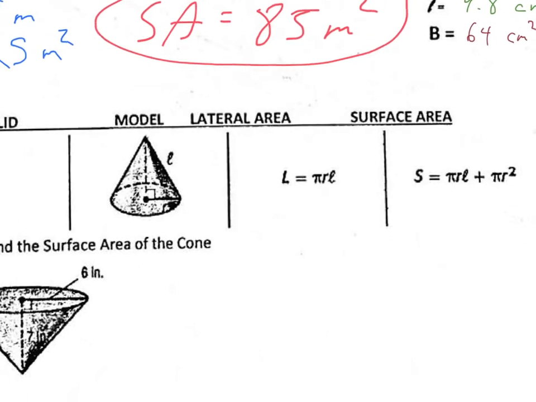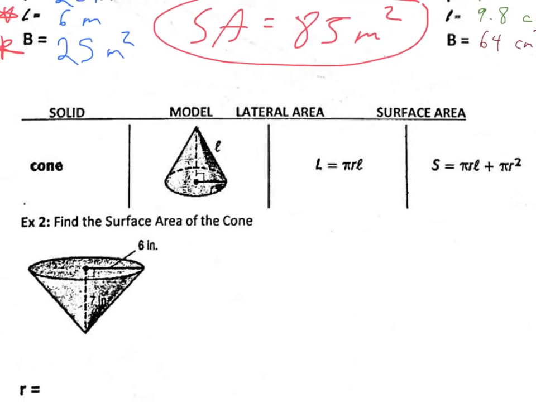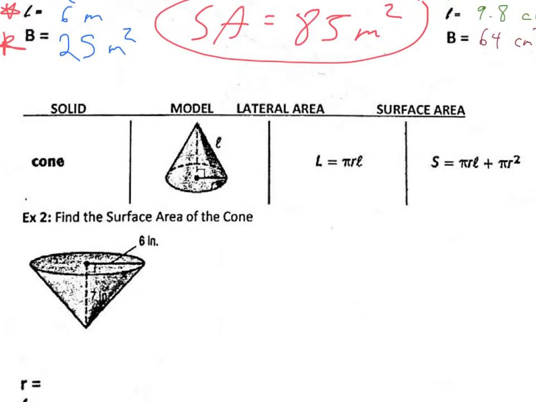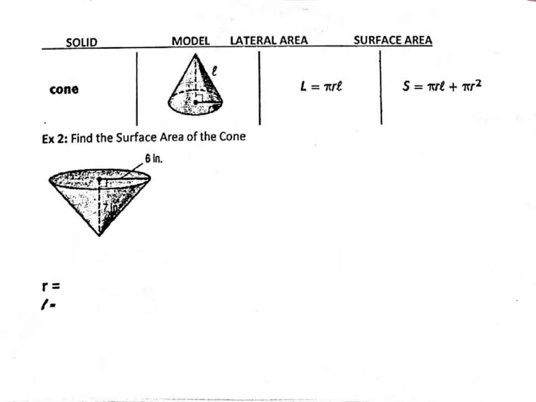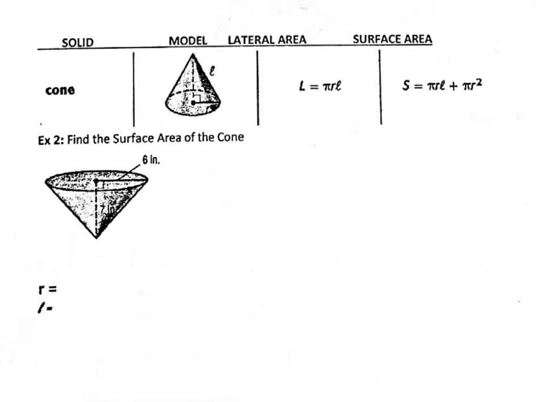Again, the lateral area is not the area of the circle, it's just the surface of the cone, not the circle. When we find surface area, we include the circle. So, a little different here. We have the radius is 6. They don't give us the slant height. Do you notice that? Well, actually, I think that the 7 is the slant height here. So we'll go ahead and say that 7 is the slant height.